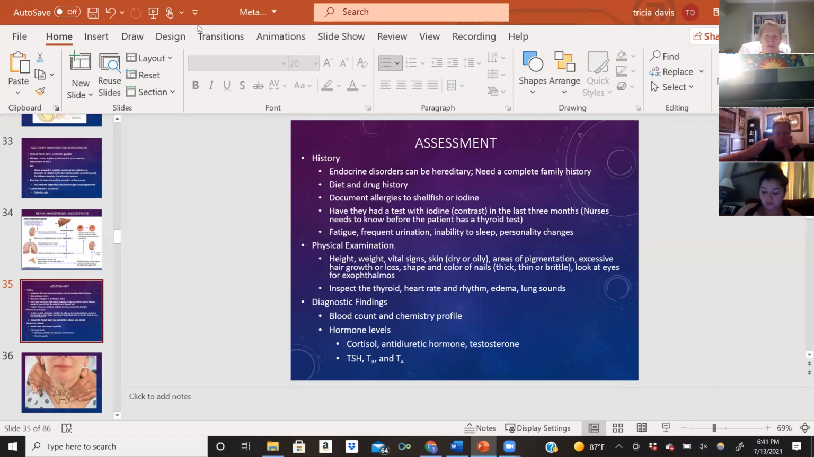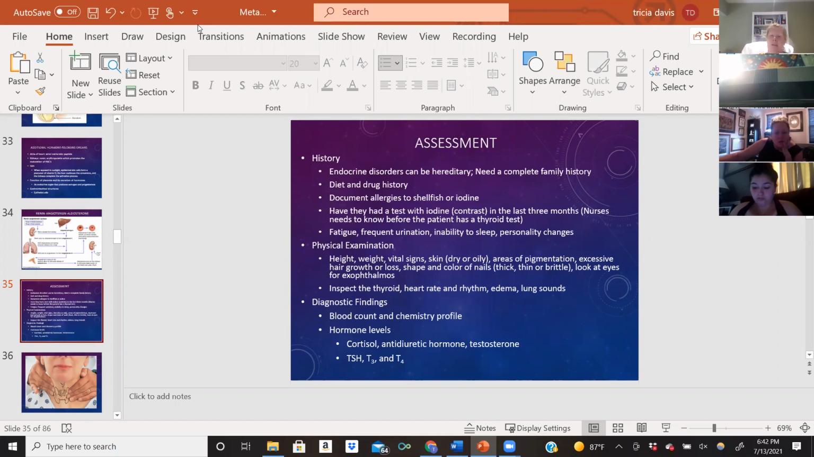themselves. When we do our physical examinations, we want to make sure that we are measuring their height and their weight. We want to compare it to the last time they were there. If they were there before, this is more something you would do in the outpatient setting. We're going to be looking at their vital signs, checking that blood pressure, heart rate. We want to assess their skin. A lot of these endocrine issues cause a lot of issues for the skin. Changes in the pigmentation of the skin, open areas of the skin, dry patches, oily patches.